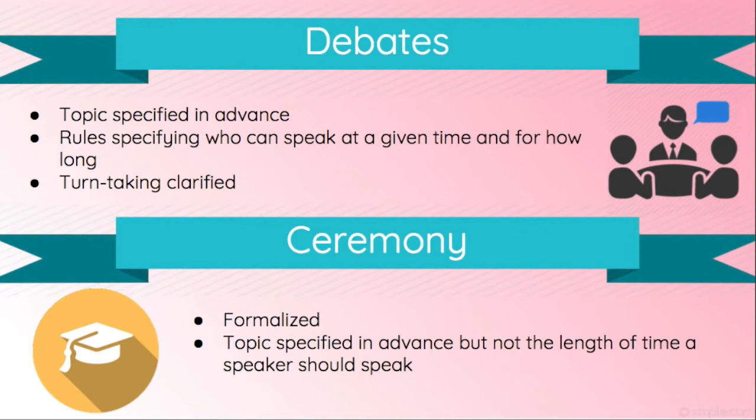Now let's go to ceremonies. A good example of this would be graduation. It's very formalized. I think that's obvious, even in just the way we dress. The topic is specified in advance. For instance, when the president addresses the student body, the topic of addressing the graduates, sending them off from the university, is already specified in advance. However, the length of time that a speaker should speak is not specified in advance, so the president or say the chancellor can talk for as much as he or she wants.